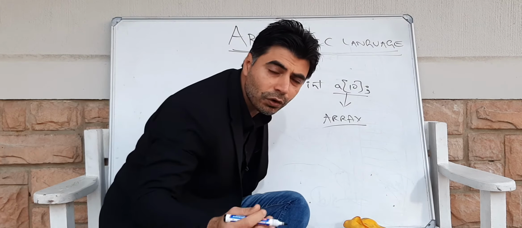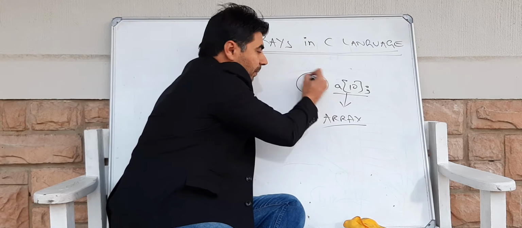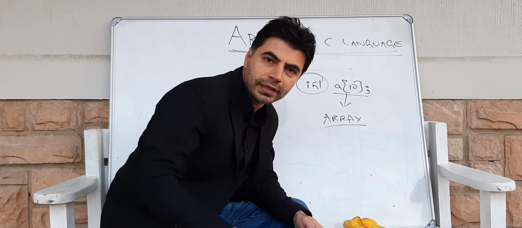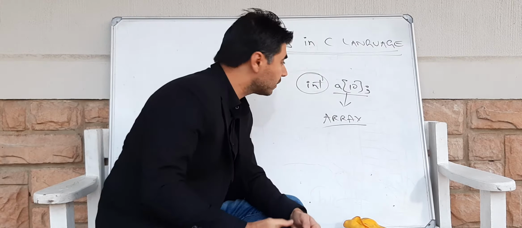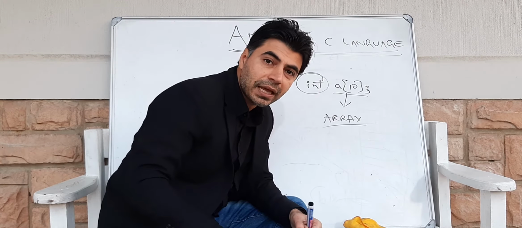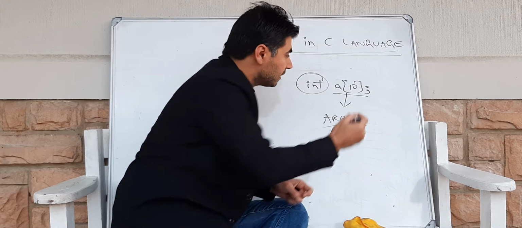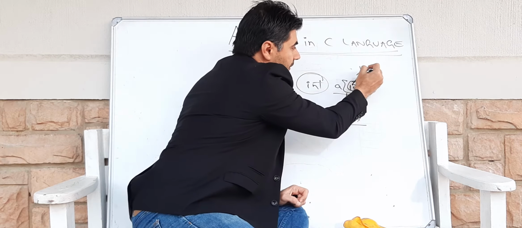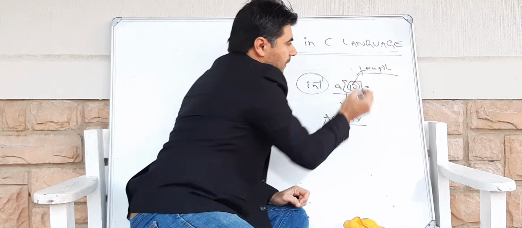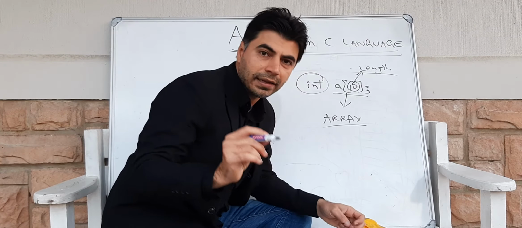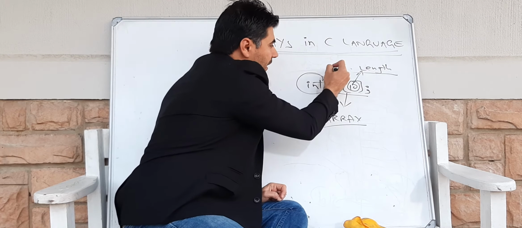What type of array? What is the data type of this array? Integer type of array, which means this array will keep only numbers. Okay, but it can keep at the same time how many numbers? 10 numbers. This is the length of the array. What is this? This is the length of the array, and the name of the array is A. This is the name.